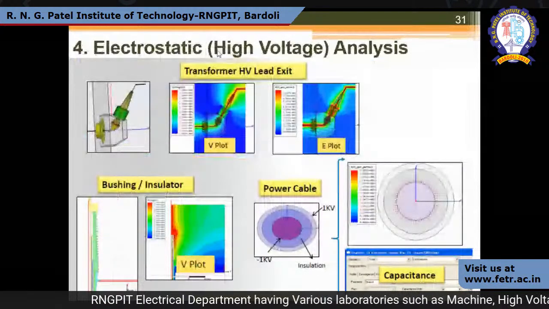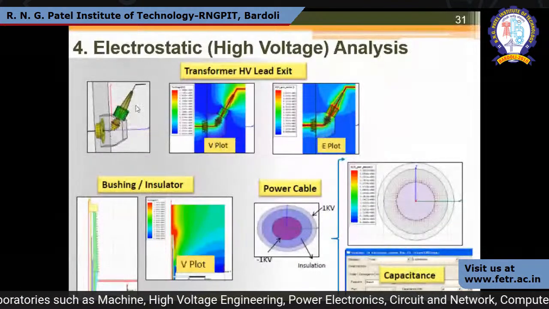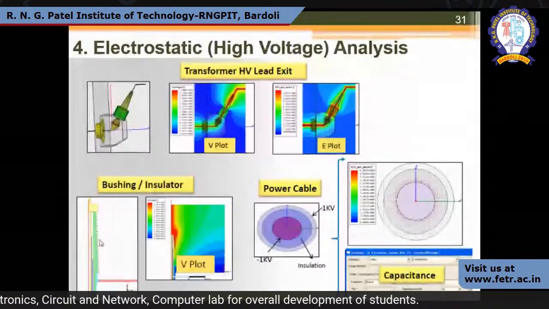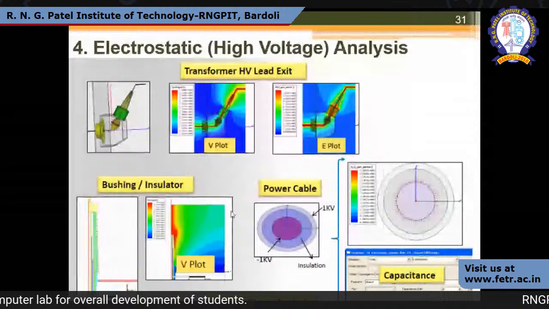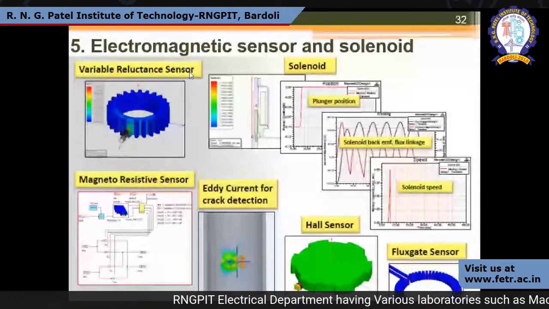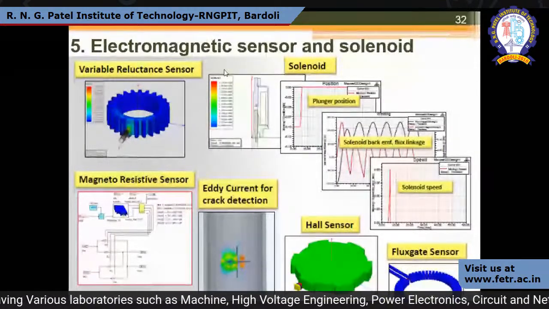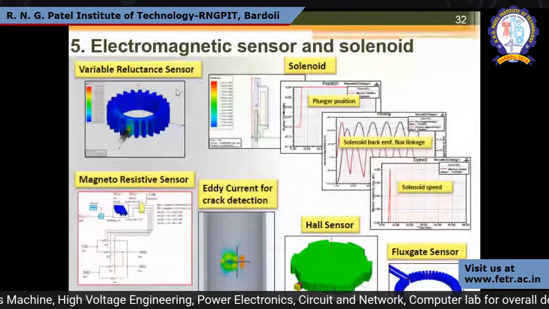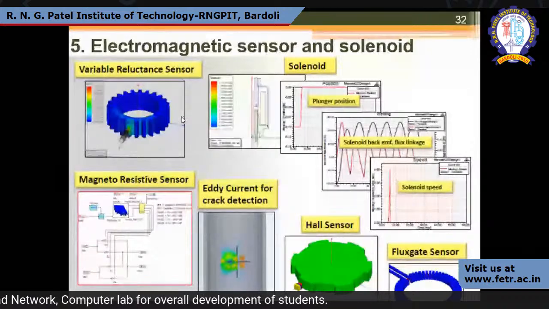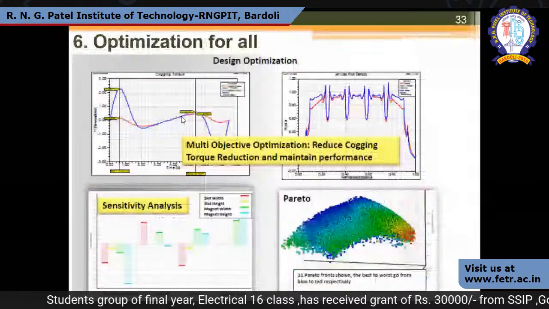Now, electrostatic analysis. Look here, in transformers, the bushing: we are able to plot the V and E plot for big size transformers, and we can plot the bushing and insulators. Then variable reluctance sensors. You know that in some special motors, we require a controller, and to guide that controller we require some sensor. The sensors we can design according to our application by using this particular electromagnetic analysis.